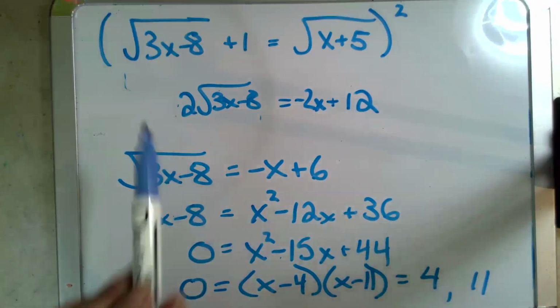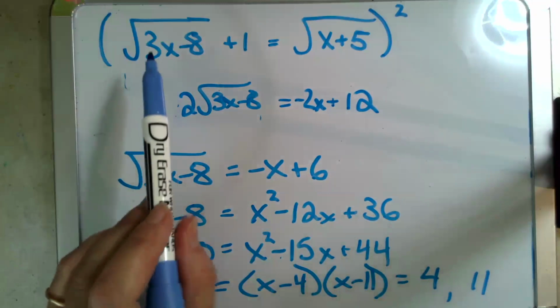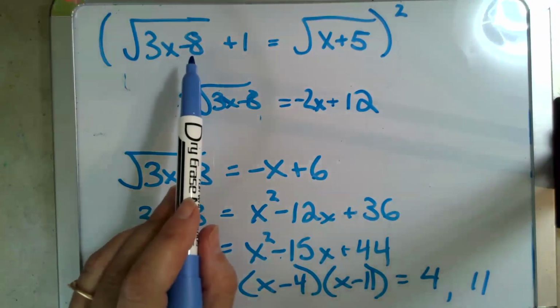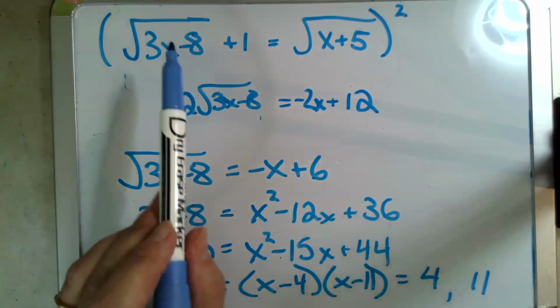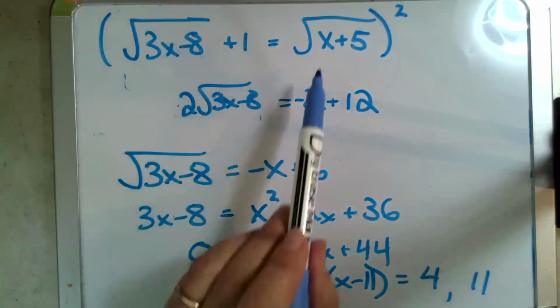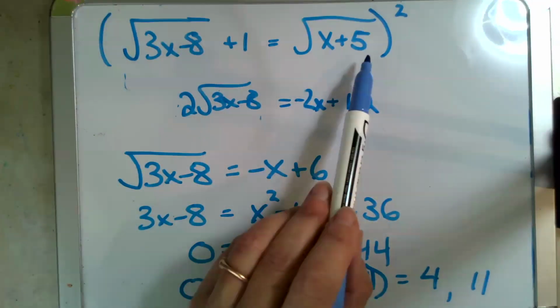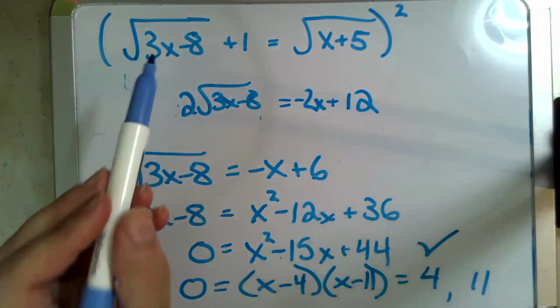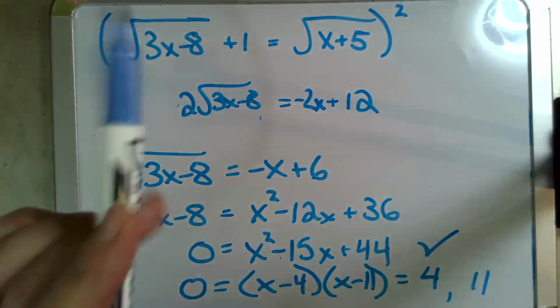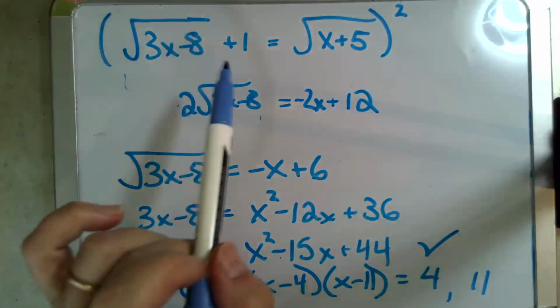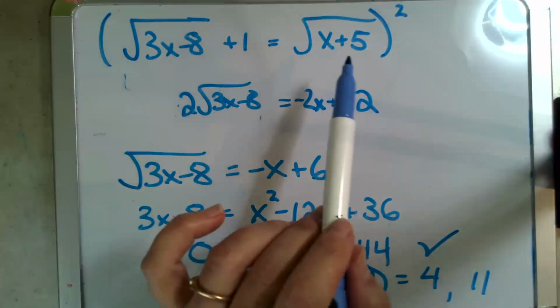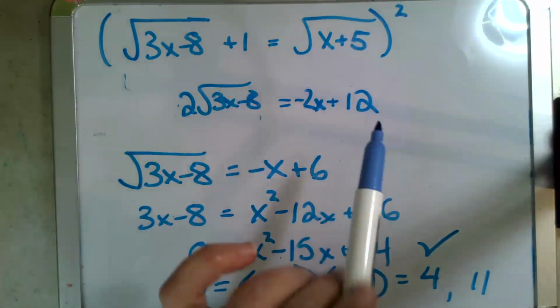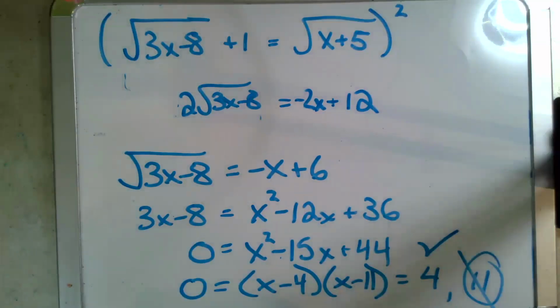When I put 4 back into my original equation, I get 3 times 4, that's 12, minus 8, that's 4, square root of that is 2, plus 1, that's 3. When I do 4 plus 5, that's 9. Square root of that is 3. 4 checks out. When I try 11, I get 33 minus 8, which is 25. Square root of 25 is 5. Plus 1, that's 6. 11 plus 5, that's 16. Square root of 16 is 4. 11 does not work. 4 is my only solution.